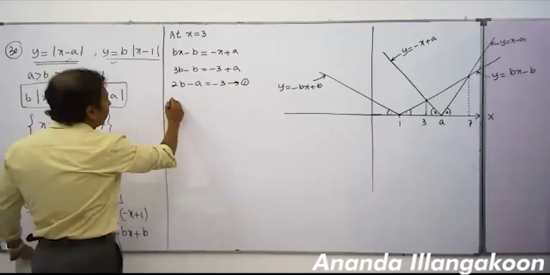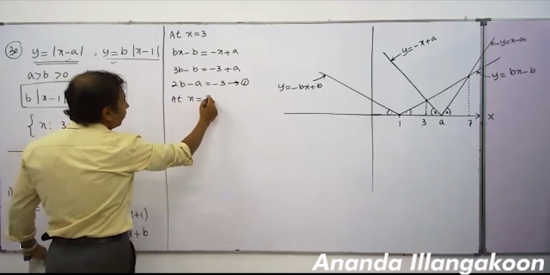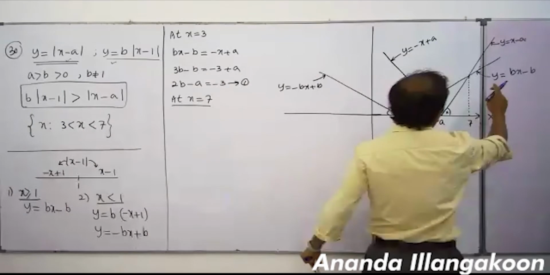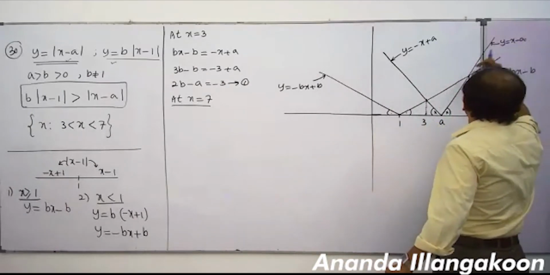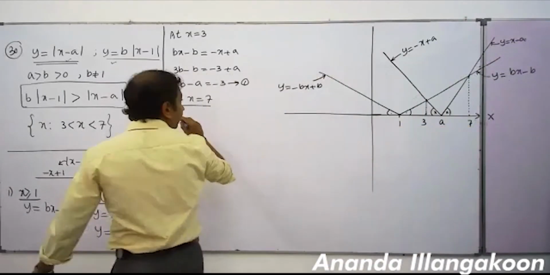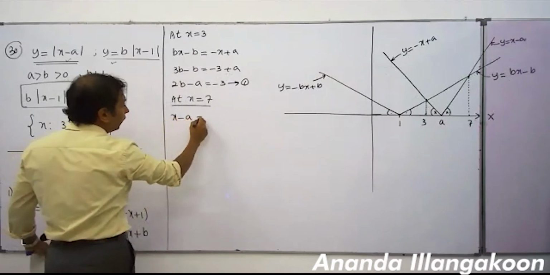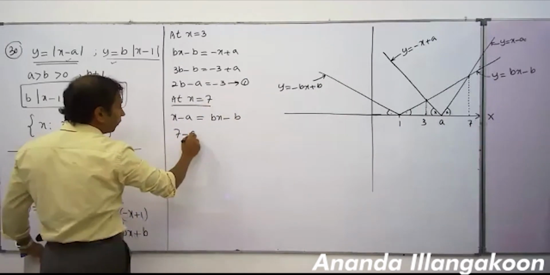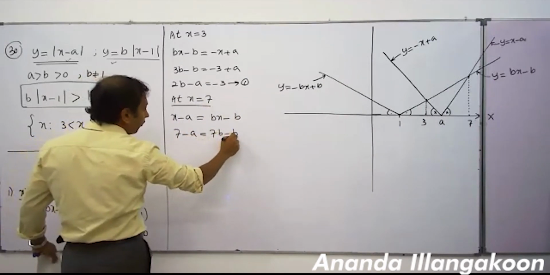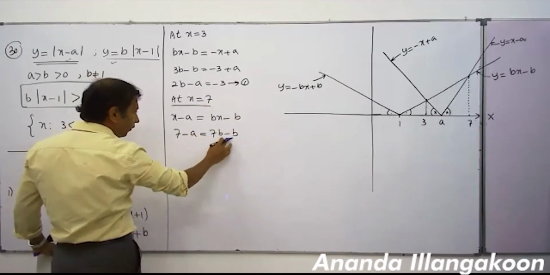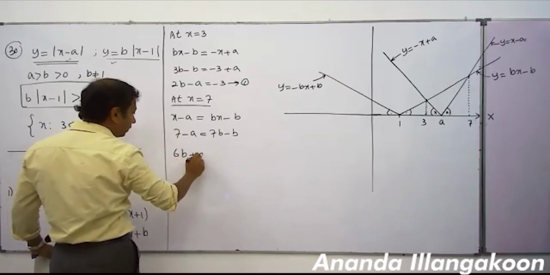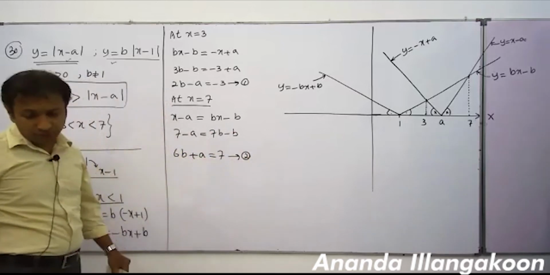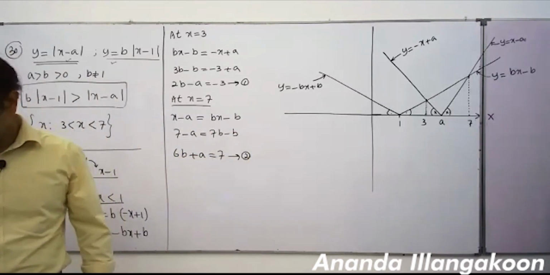And at x equals 7, we can see again bx minus b and x minus a are equal. X minus a is equal to bx minus b. Put x equals 7 here. Then we get 6b plus a equals 7. Number 2. Solving this 1 and 2, we can take the answer.